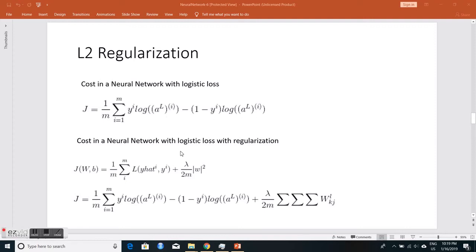So this is the logistic loss, and over m training examples, you basically add the term lambda by 2m times the modulus of the weight, the whole square. And if you have a deep learning network with the weight matrix, then over all the samples and over the entire weight matrix, you would add this lambda term and sum it up. And then if you run gradient descent, your model will be regularized and it will prevent overfitting to a large extent.